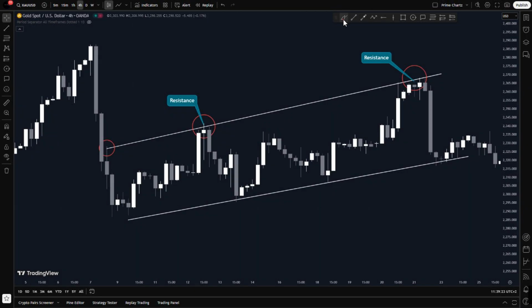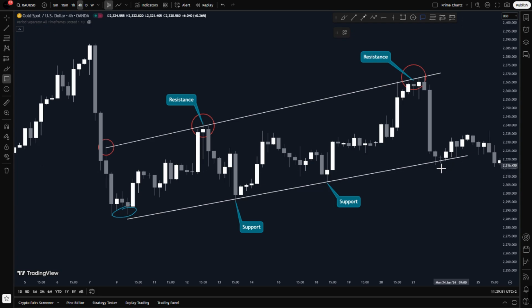Now let's shift our focus to the bottom. Price started down here, and when it came back to retest the lower trend line, boom, it acted as support, sending price right back up. So in short, trend lines aren't just lines, they're zones where the market reacts. And once you learn how to spot those reactions, that's when the magic happens.